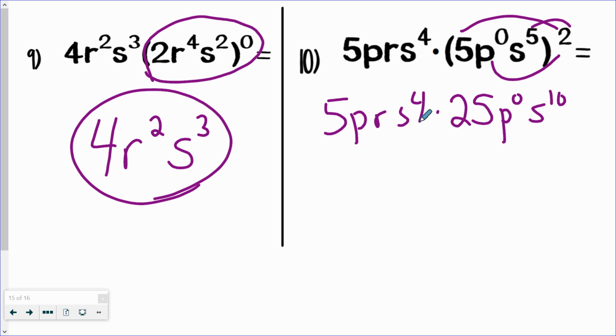So now I have 5 times 25, which is 125. p to the first, p to the 0 is just going to be p still. There's no r, so it's going to stay r. And then s to the 4th, s to the 10th will be s to the 14th.